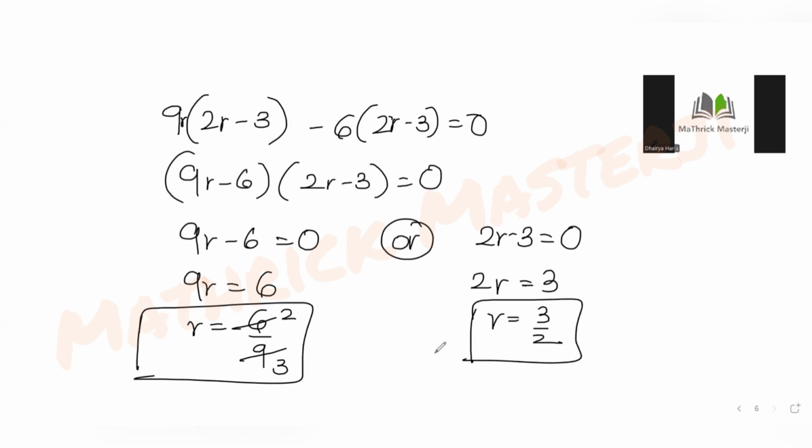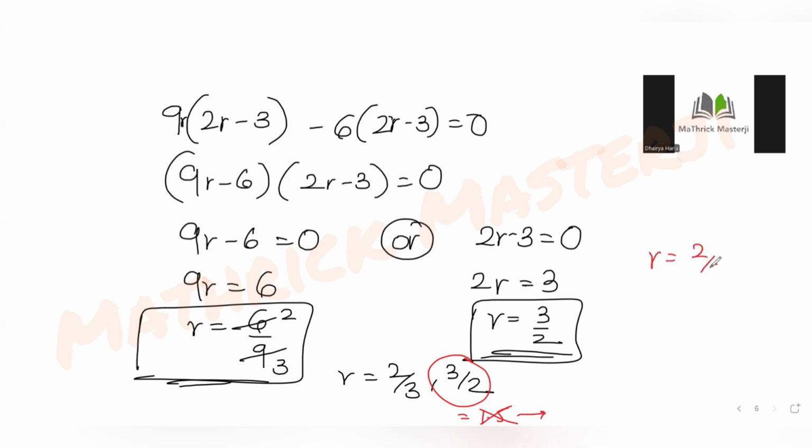So I have two values of r. That's basically my common ratio. Either r is 2/3 or 3 over 2. 3 over 2 is basically 1.5, which is greater than 1, and this value of r is rejected. So I have only one value of r, and that is 2 over 3. That gives me the value of r.